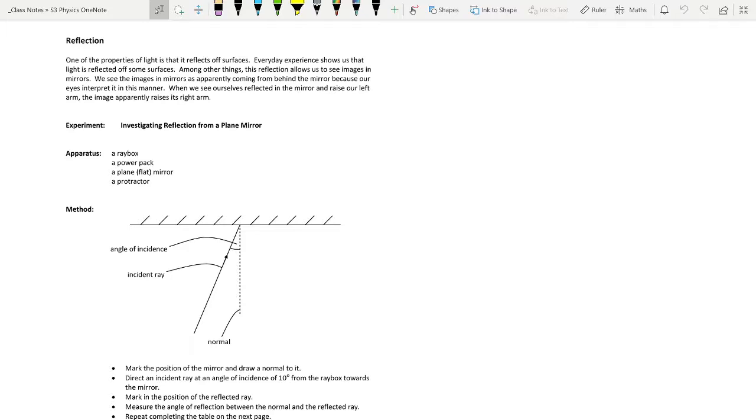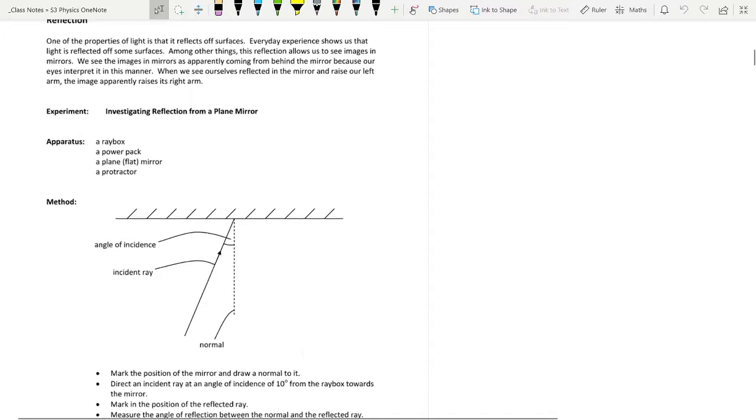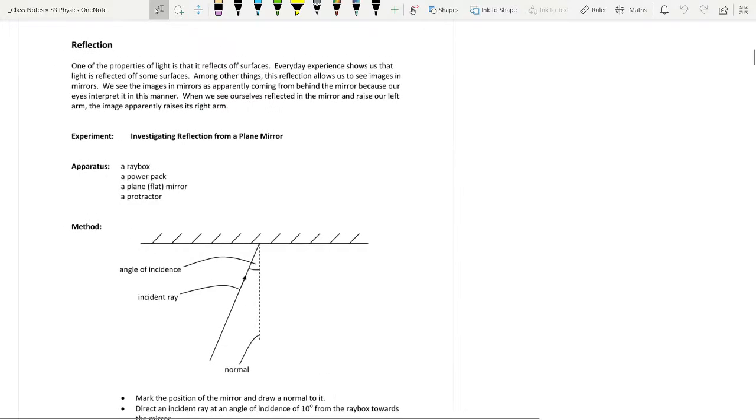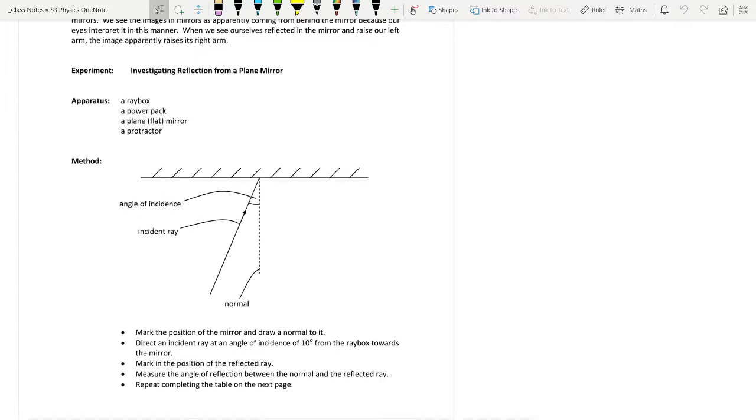When we see ourselves reflected in the mirror and raise our left arm, the image apparently raises its right arm. So what you guys are going to do is an experiment with reflection to start off with. We're going to use ray boxes. I'm going to show you how to do these in a second, but I want you to label some things on this diagram so you know what I'm talking about when I refer to certain things.